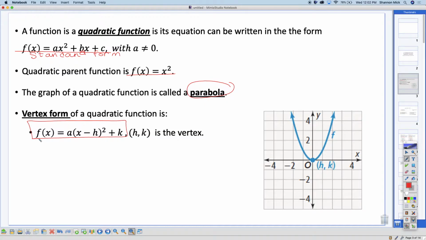So this picture right here is just the parent function. My vertex is at 0, 0. And when I plug in 1, I get 1. If I plug in negative 1, I get positive 1. And I need to recalibrate, my thing is sliding down. I'm not quite sure why.